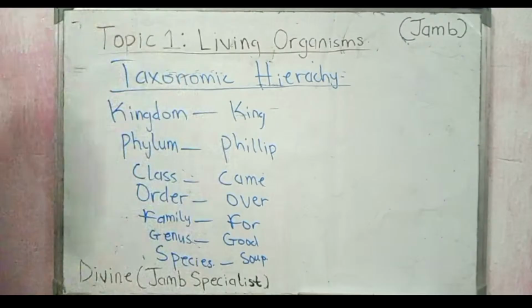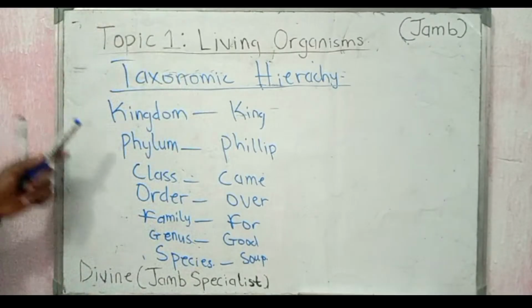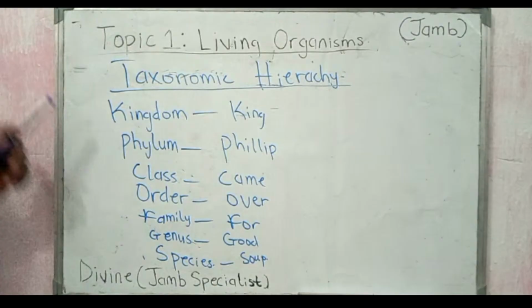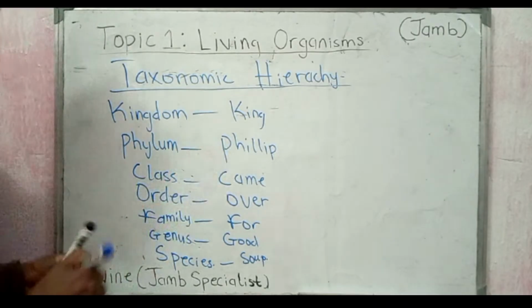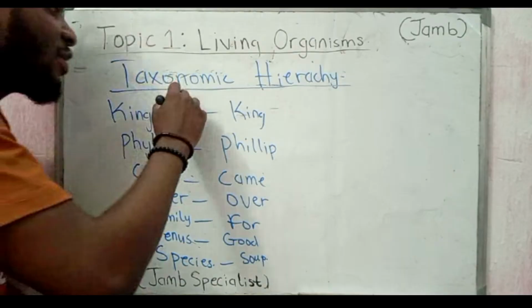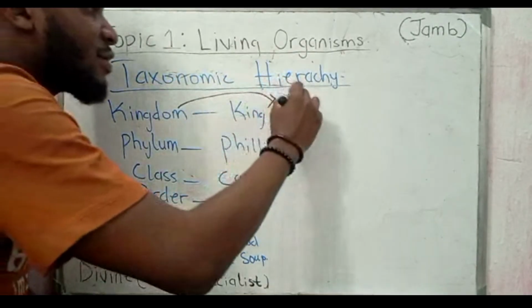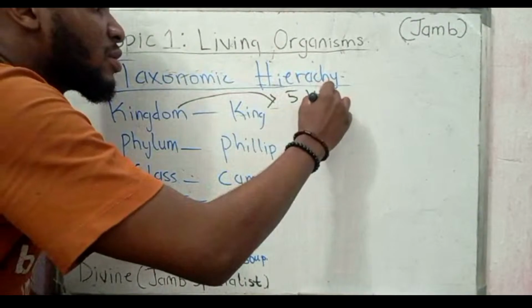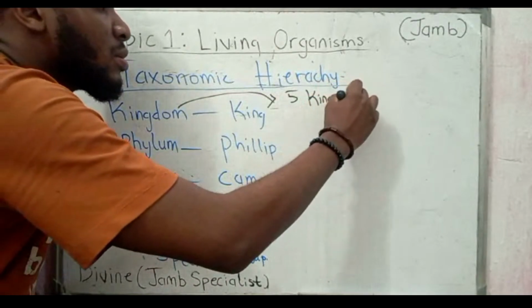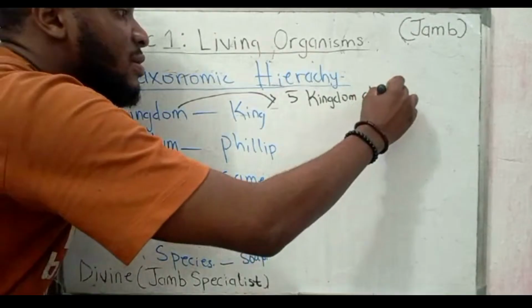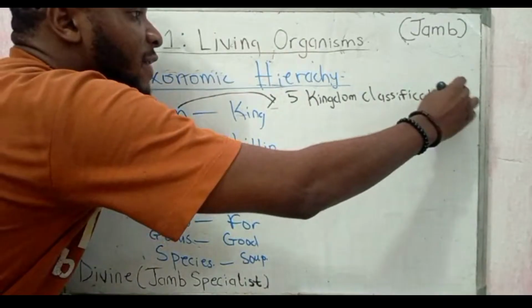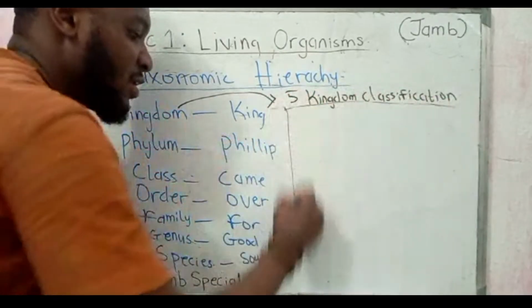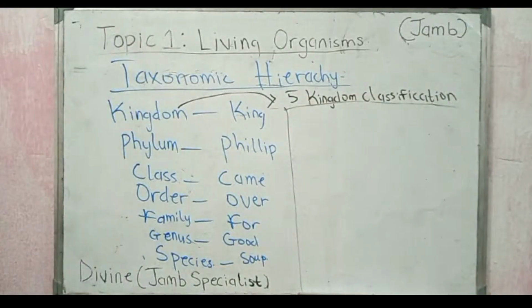Under this taxonomic hierarchy, we have the five kingdom classification. This kingdom here is classified into five. Five kingdom classification. So let's look at the five kingdom classification.